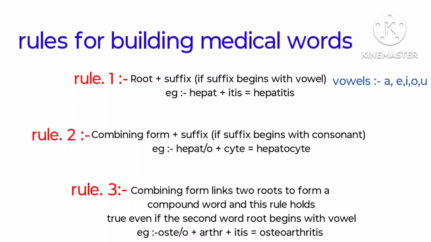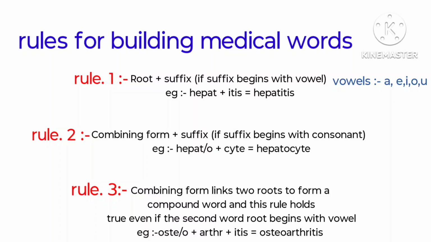Next rule says that combining form always combines with the suffix that begins with consonant. For example, hepatocyte. Here, hepato is the combining form and cyte is suffix. Since cyte begins with the letter C, C is a consonant. So, combining form hepato combines with cyte and forms hepatocyte.